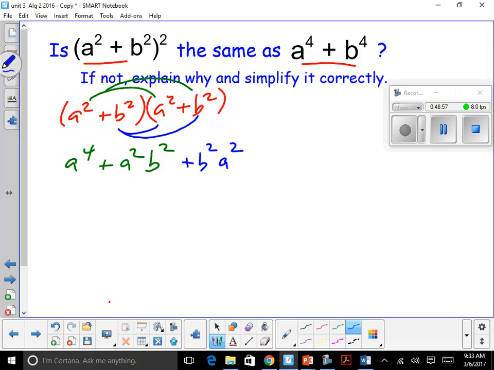Aren't they supposed to be 2's? When you multiply the same letter, you add their exponents. When you multiply different letters, you can't do anything. Last piece. This one is done. These middle terms: I got one of these A squared, B squared things, and I add another of these A squared, B squared things. That means I have 2 of these A squared, B squared things.